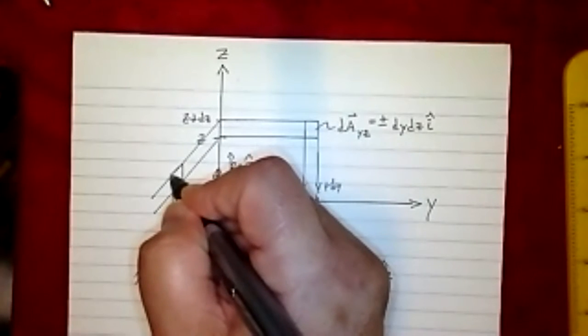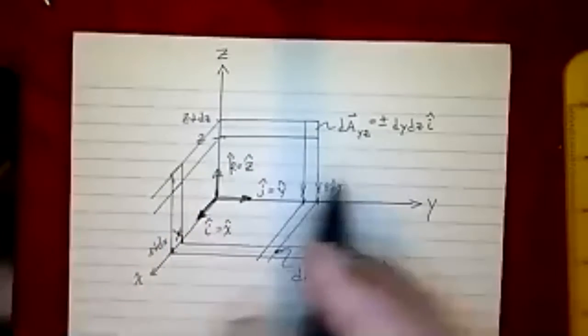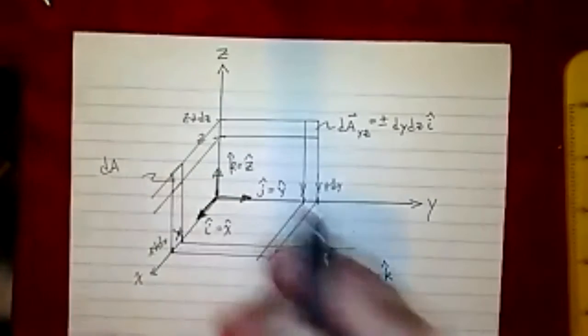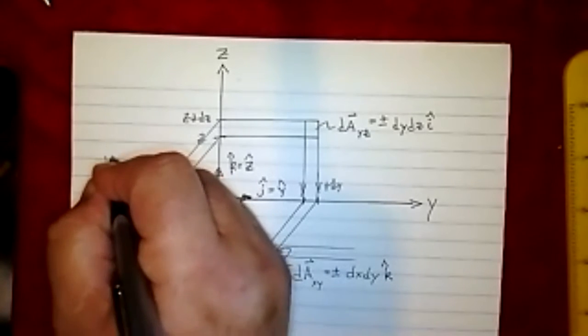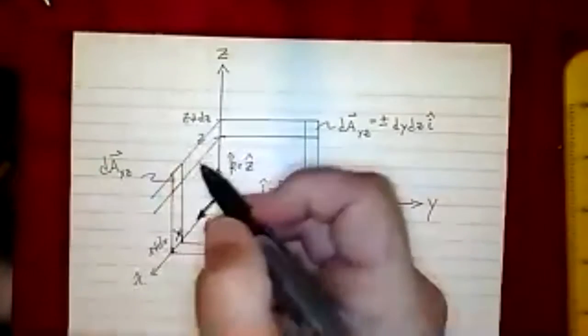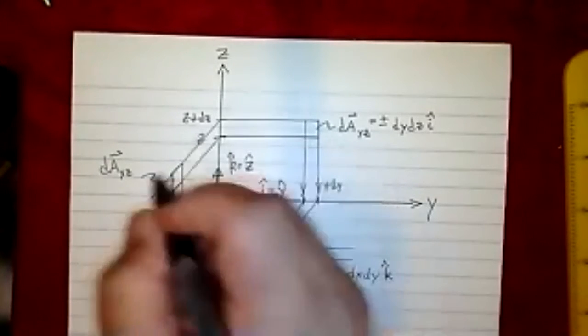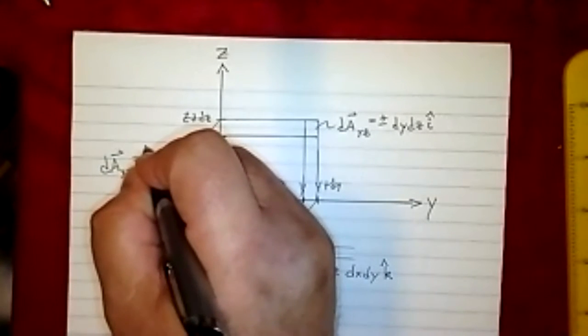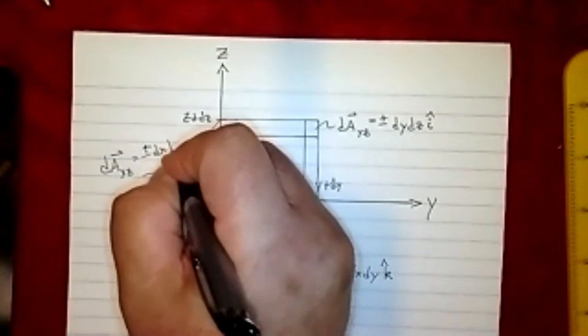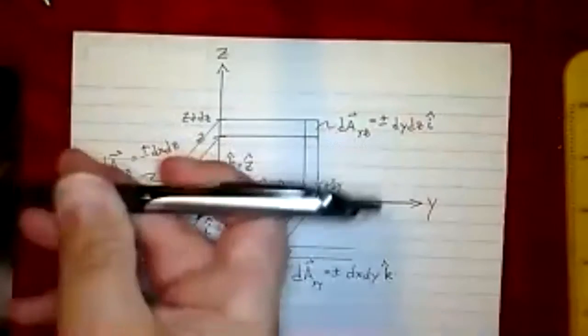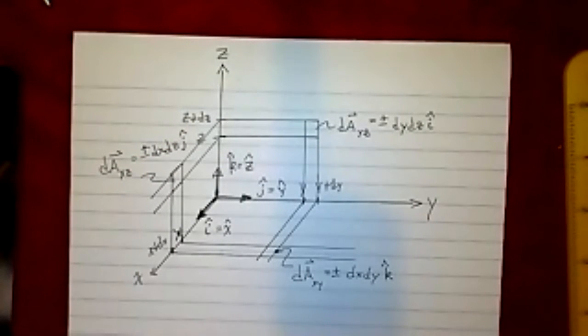So now I have an area element right here that I'll call dA xz. Okay. Obviously, that has a height dz and a width dx. So I'm going to call it plus or minus dx dz. And of course, it points in the plus or minus j hat direction. So that's your 3 area elements that you can get in Cartesian coordinates.